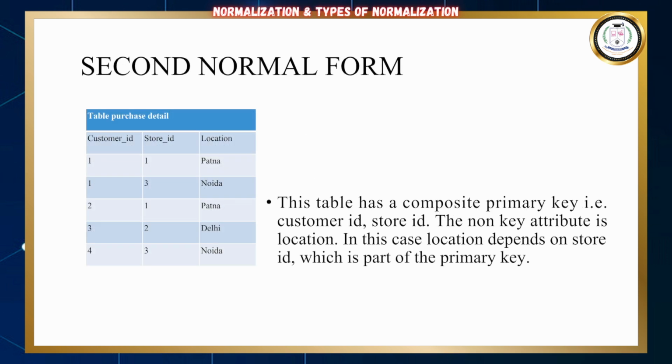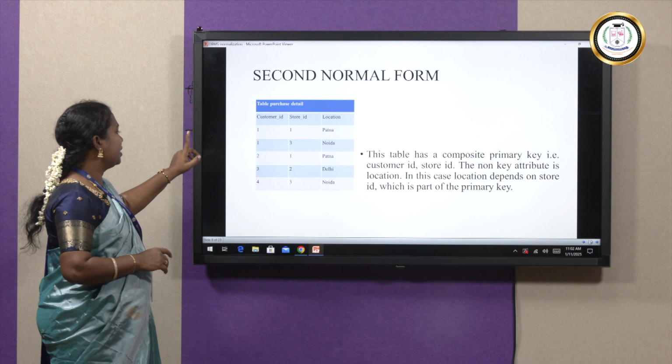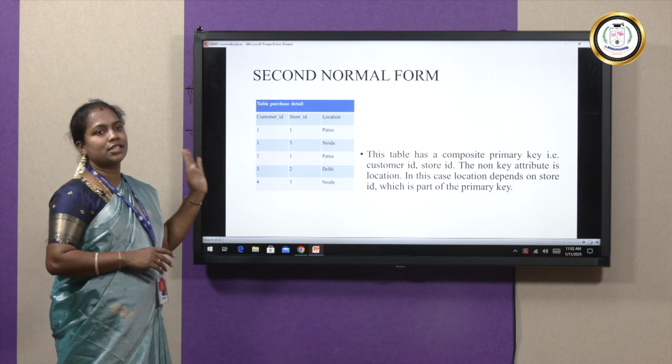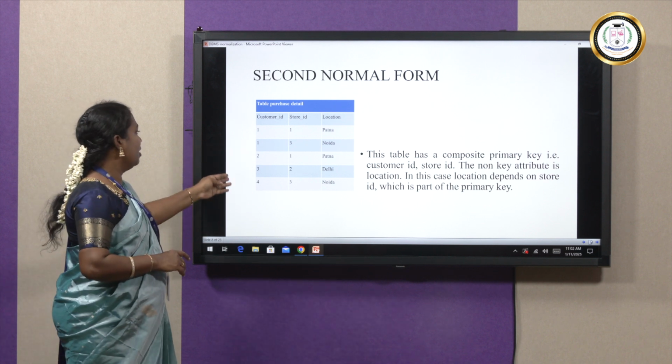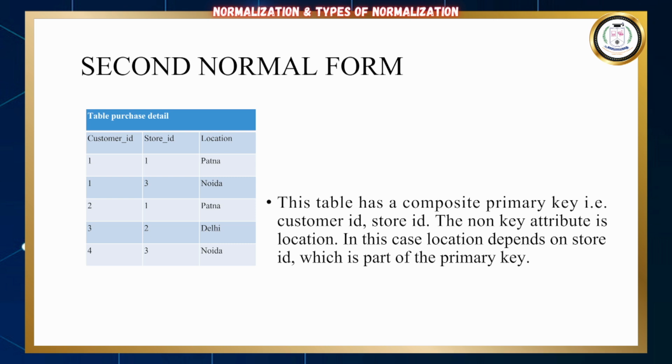See, product purchase details and then customer ID, store ID, location. These are the three attributes. We are giving the data again. This table has a composite primary key.